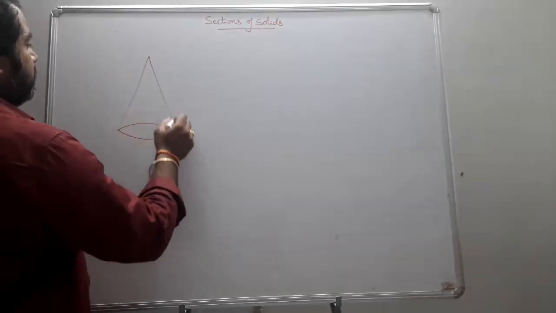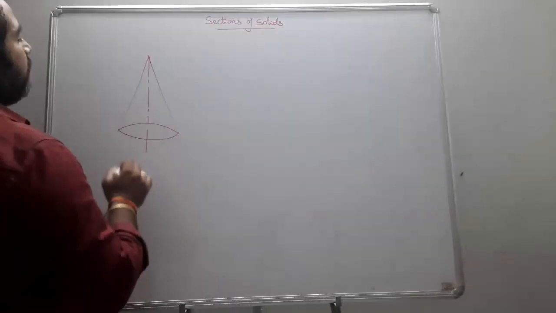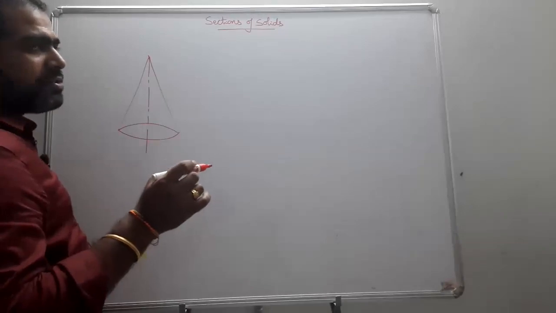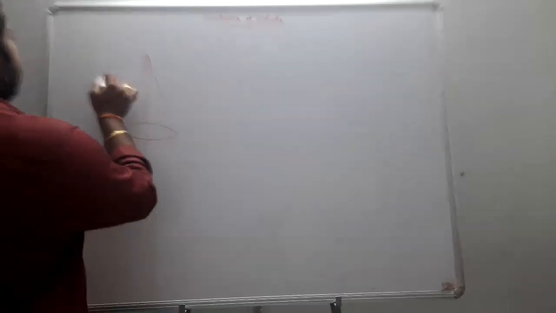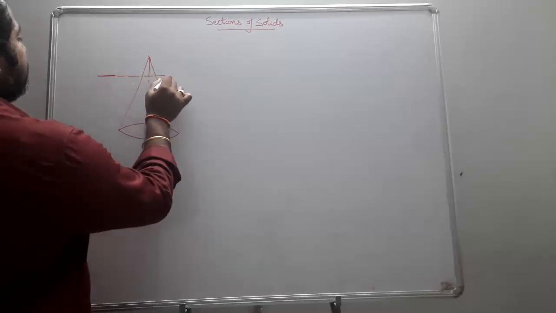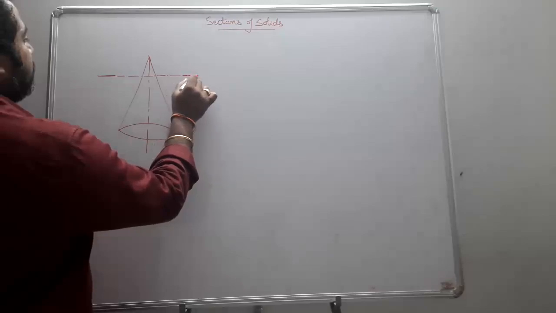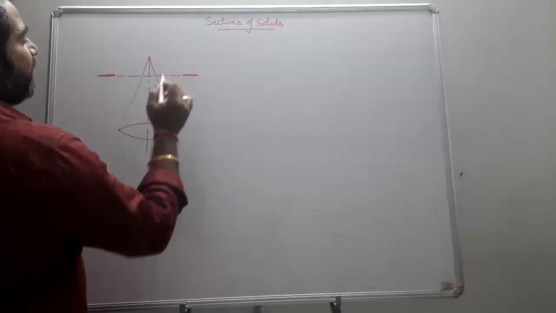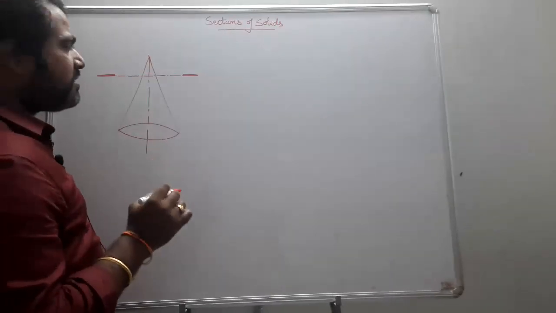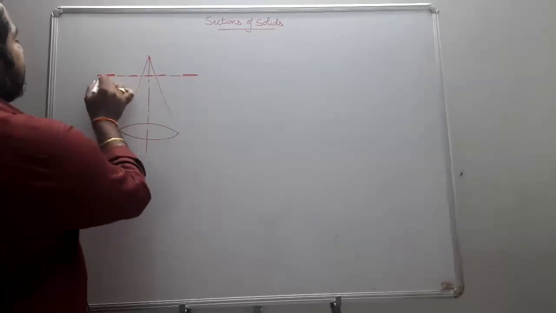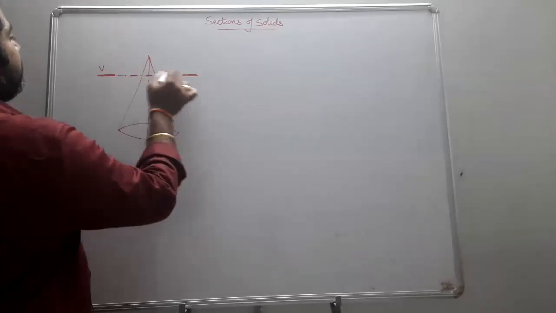We cut this right circular cone with a section plane. First of all, it is going to be obtained as a circle. The section plane is represented like this: thick at the ends or at the bends, and dash-dot, dash-dot, dash-dot in between. The ends are thick. We represent it by VT.